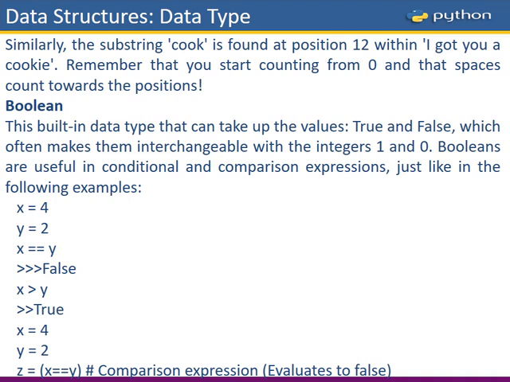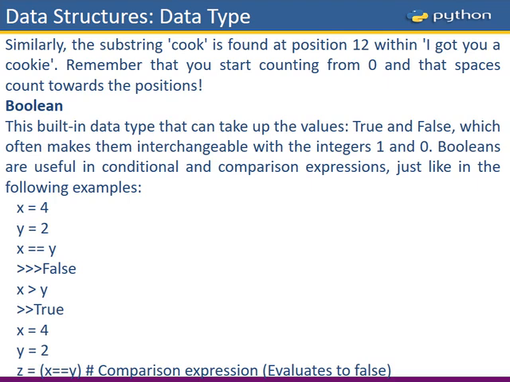Another data type we look into is boolean. Boolean is a built-in data type that can take up the values true and false, which are often interchangeable with the integers 1 and 0. Booleans are useful in conditional and comparison expressions. So we have an example of how we use the boolean data type, and the values it always contains, true and false.